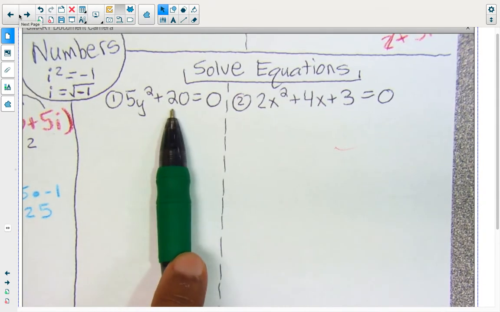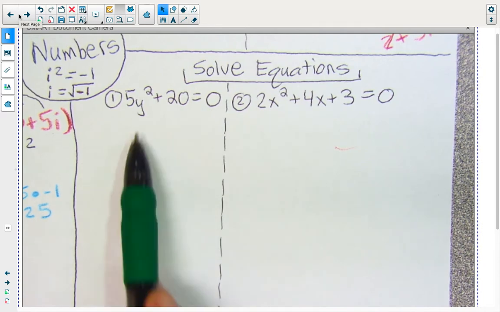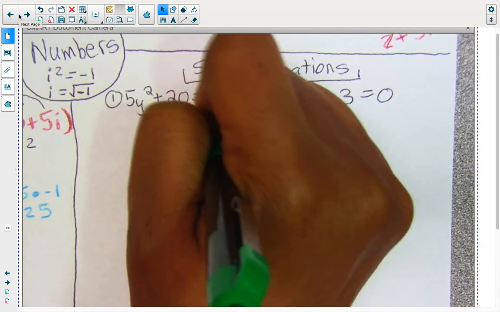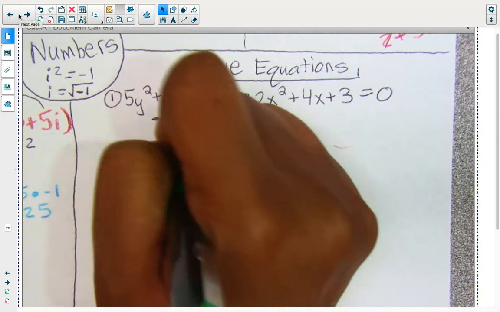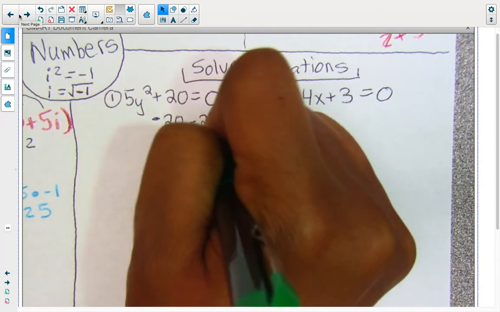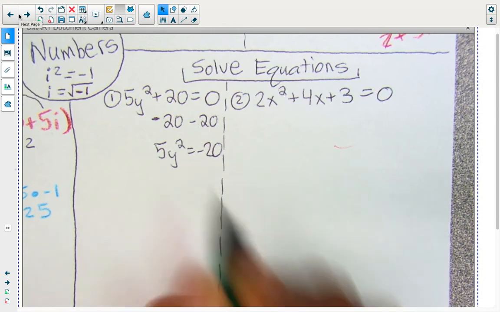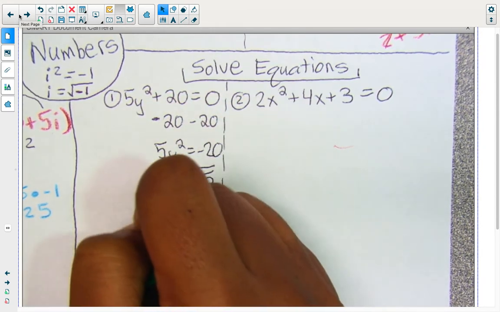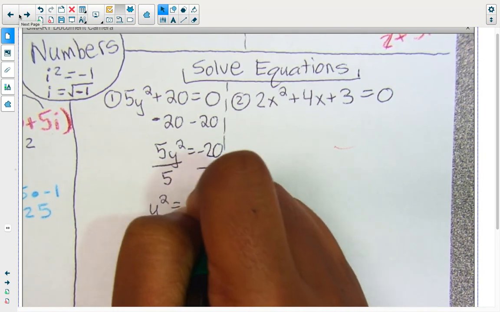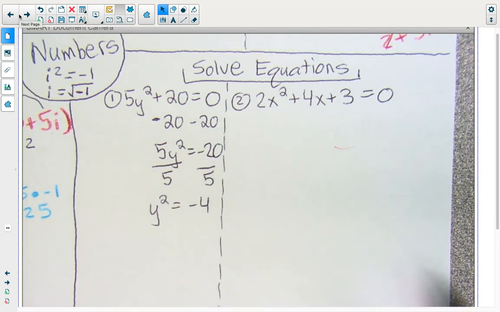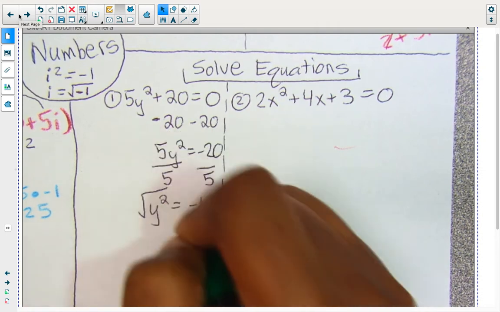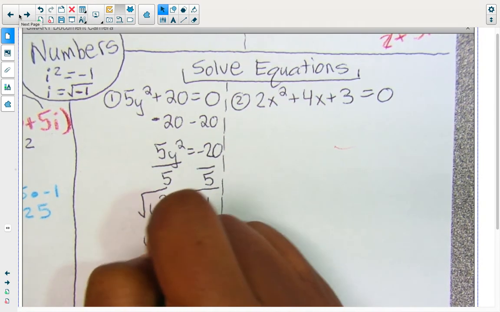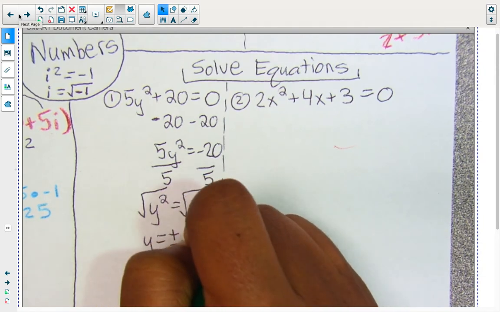5y squared plus 20 equals 0. I want to get y by itself. Subtract 20 from both sides. That's nothing new. Same old, same old. Subtract 20 from both sides. Divide by 5. Again, we're just solving a regular equation. I got negative 4. The opposite of squaring something is to take the square root. So we have y equals plus or minus square root of negative 4.